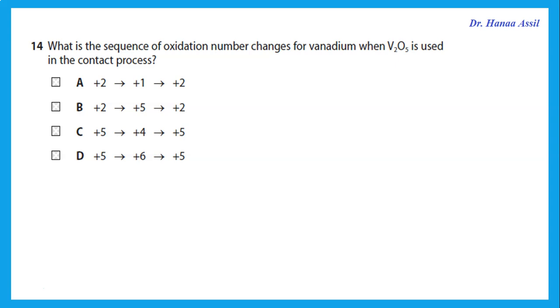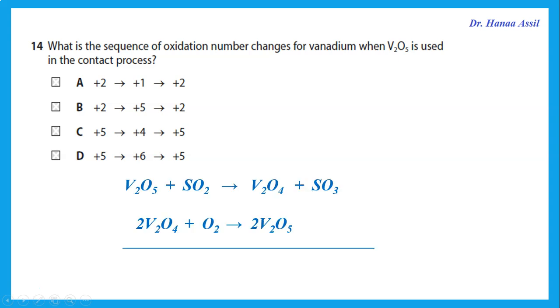What is the sequence of oxidation number changes for vanadium when V2O5 is used in the contact process? Well, let's remember, we said the contact process is what? The contact process is the process in which the SO2 reacts with oxygen to give SO3, and this is used to make sulfuric acid.